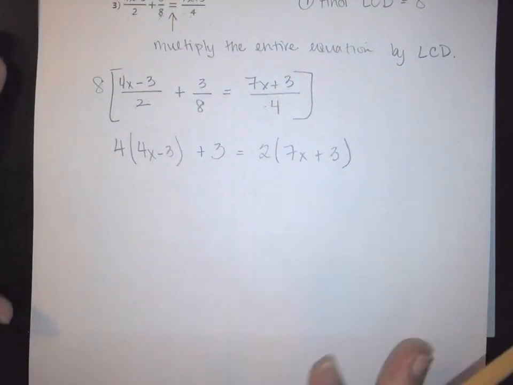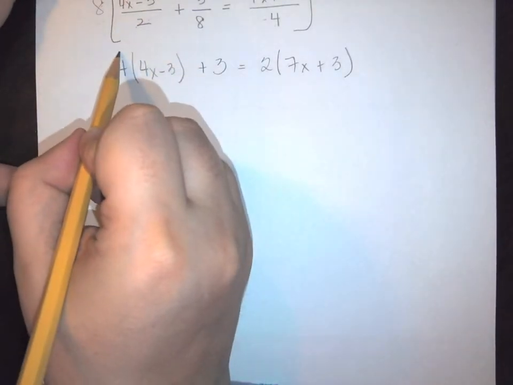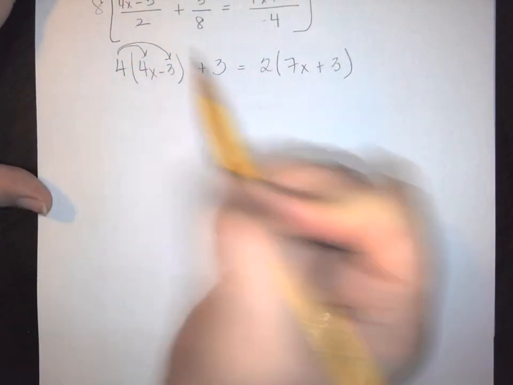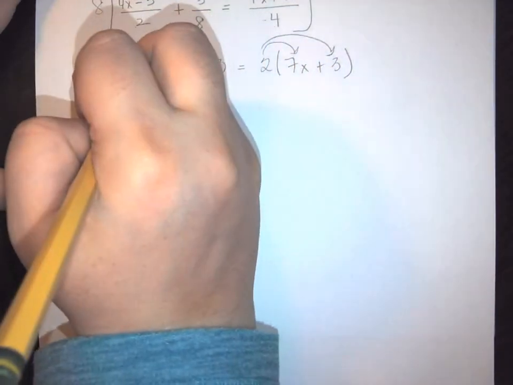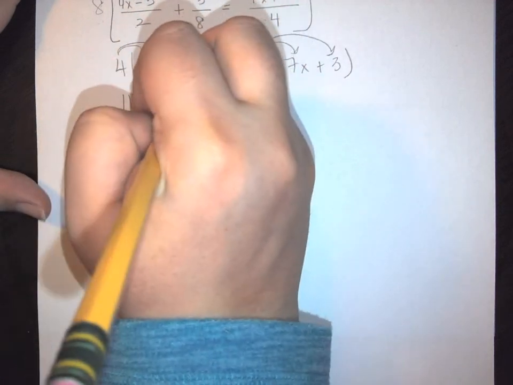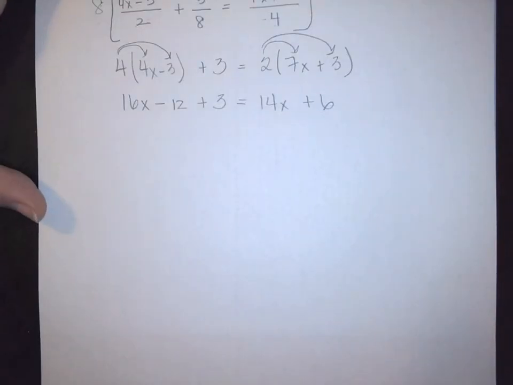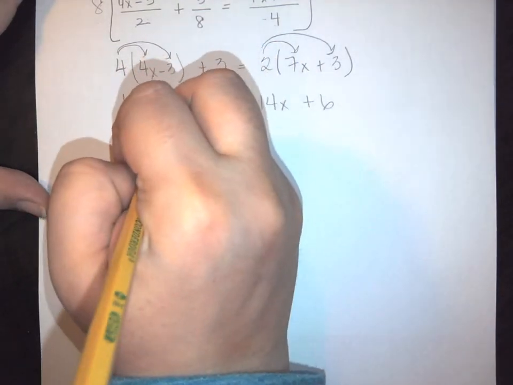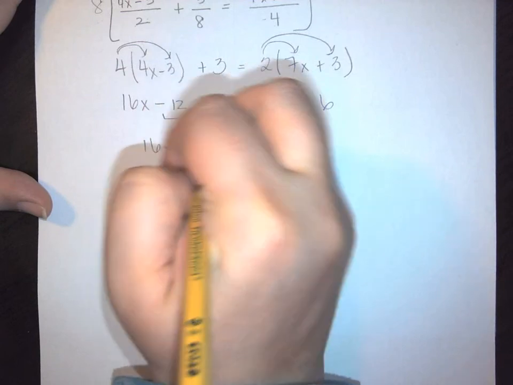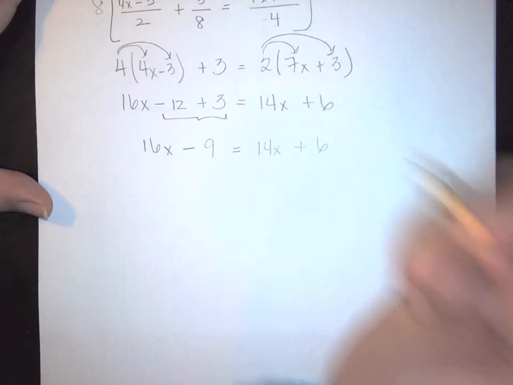And now if you look, this is the same problem as what we had in our previous examples. So we're going to go ahead and distribute through our parentheses on both sides of the equation here. So we're going to end up with 16x minus 12 plus 3 is equal to 14x plus 6. We're going to combine the terms that we can. So I have the 16x, we're going to have minus 9 is equal to 14x plus 6.